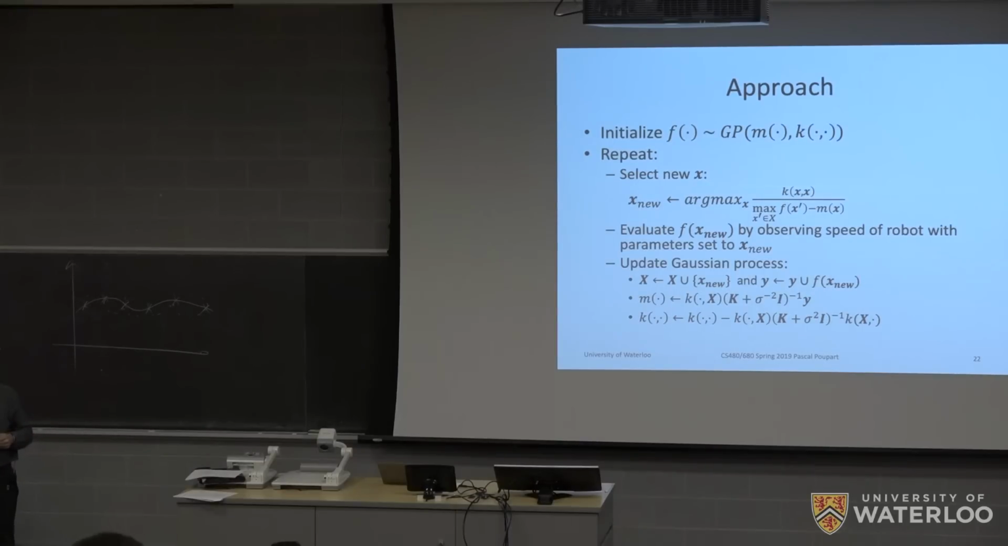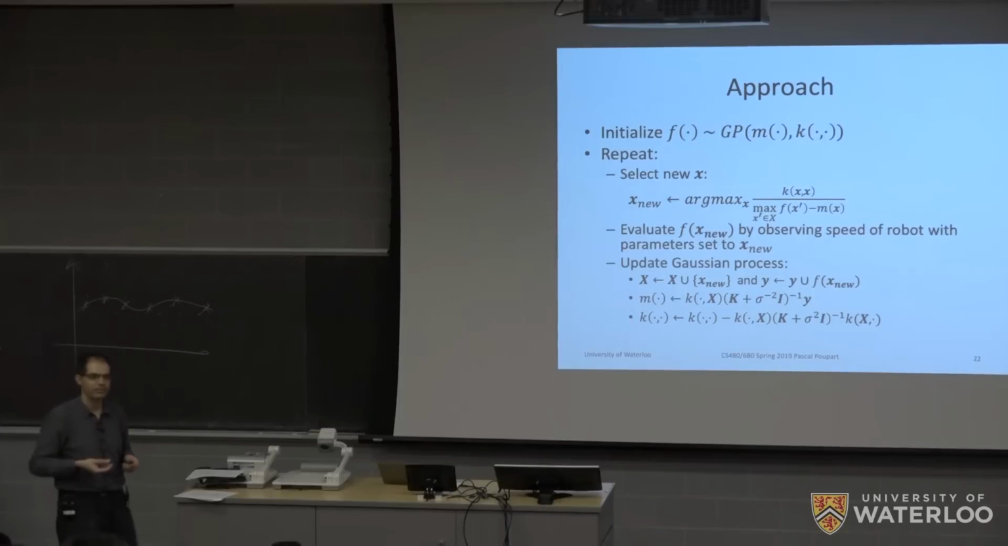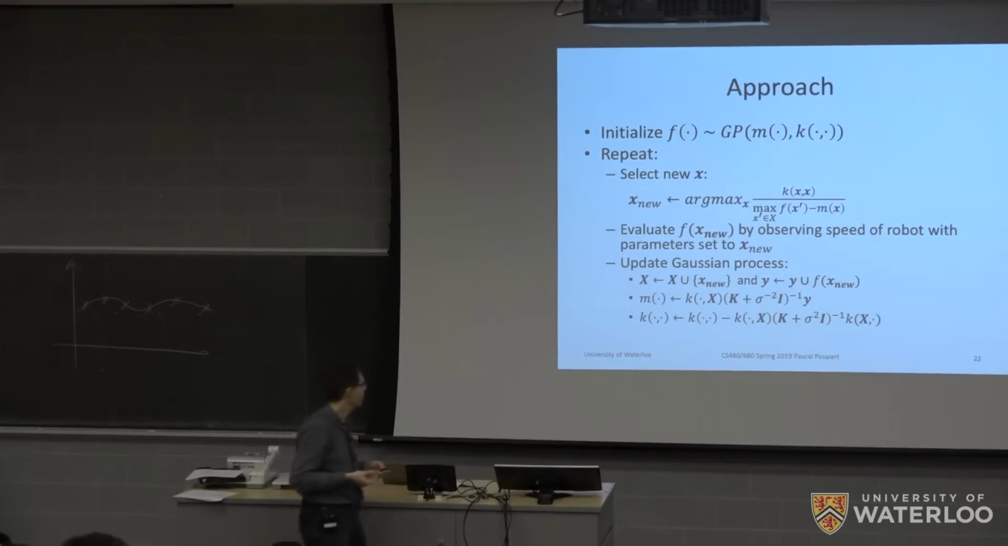Any questions regarding this? Yes? Is there any expression for f? Like, how are you getting f of x new? Like, evaluate f of x new by observing speed of robot. Yeah, so evaluate f of x new by observing speed of robot with parameters set to x new. So here, we don't know the function f. This is what we're trying to discover, right? But then what we get to observe is the output of that function. So that's what this means.